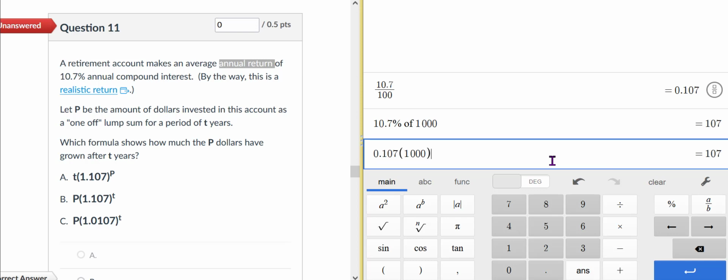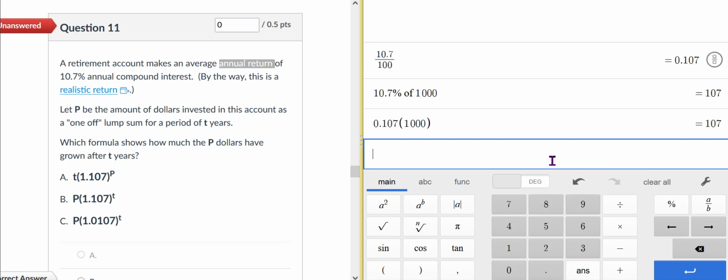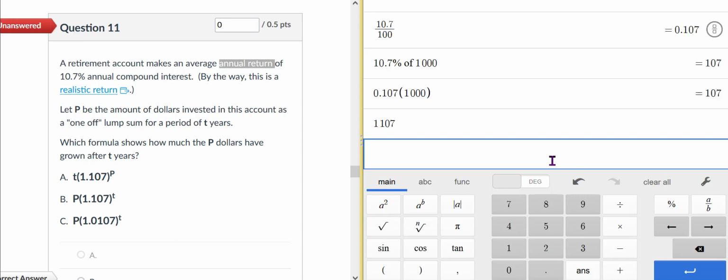Now, that would be the interest. The question is, how much would be in the account altogether at the end of 1 year? So 1,107 would be in there at the end of the year. How do you get that with just one calculation? One calculation to figure out what would be in the account after 1 year. So $1,000 times what?